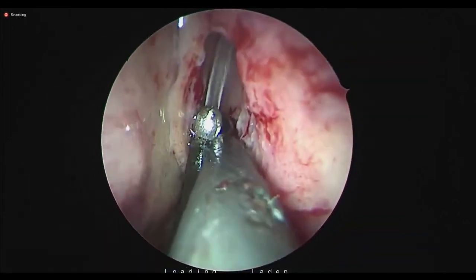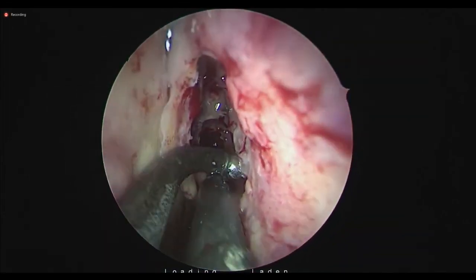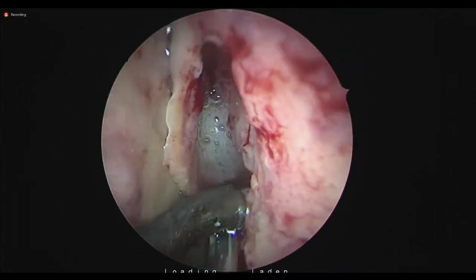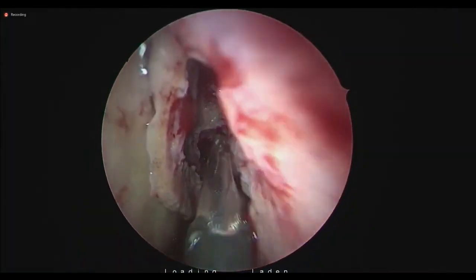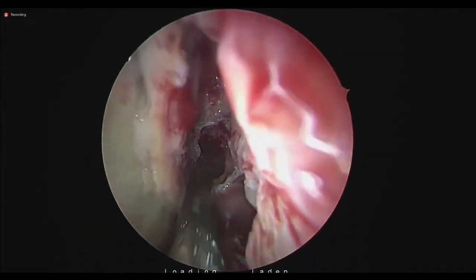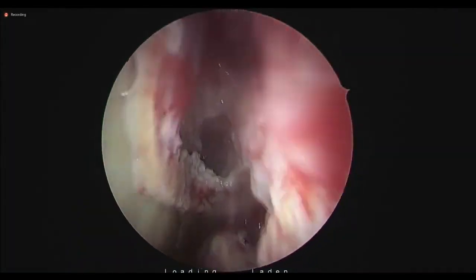Sir, any advantage you feel in using RL? Yes, RL is more physiological than NS. Any bleeding control? No, bleeding has nothing to do with that.